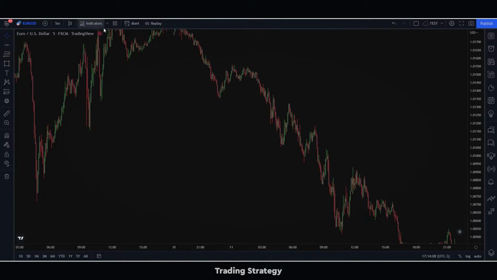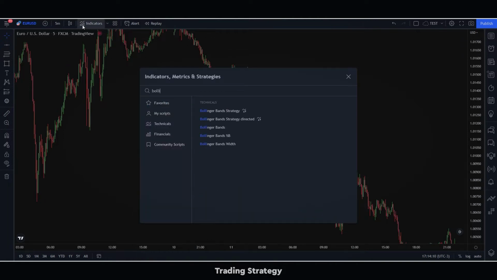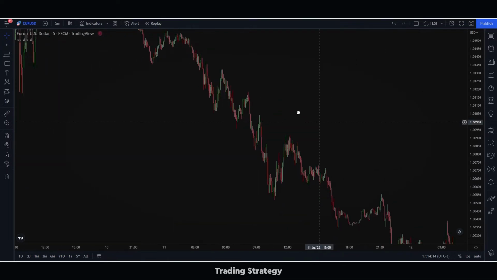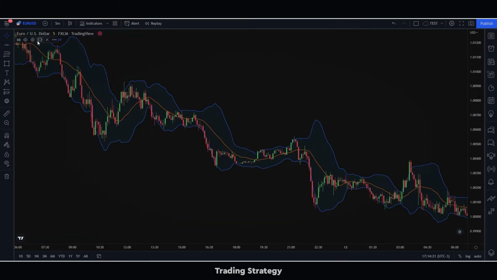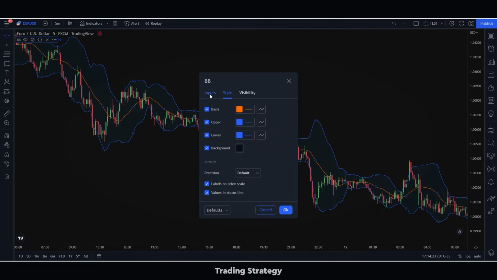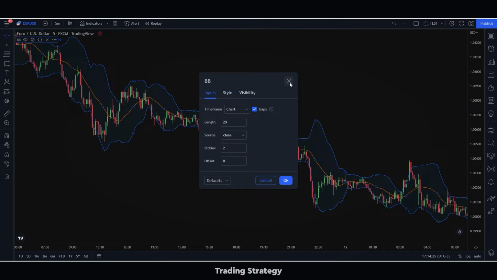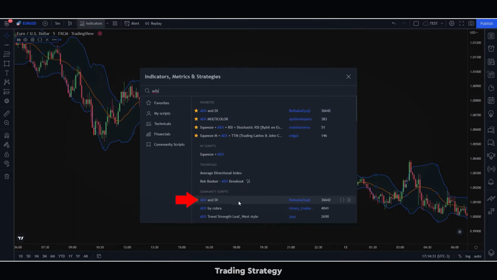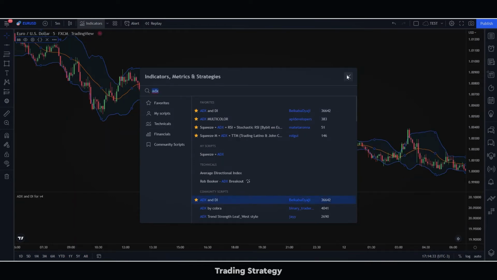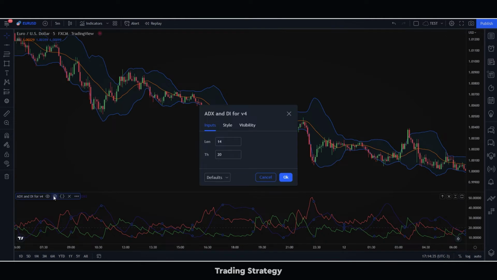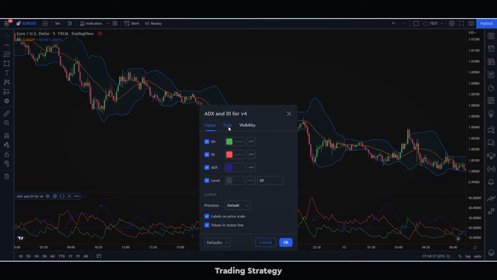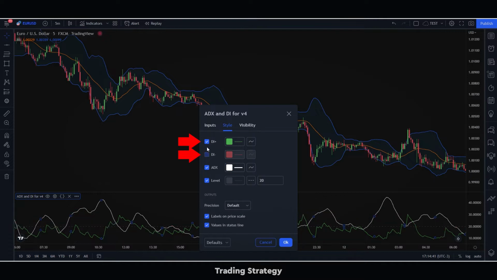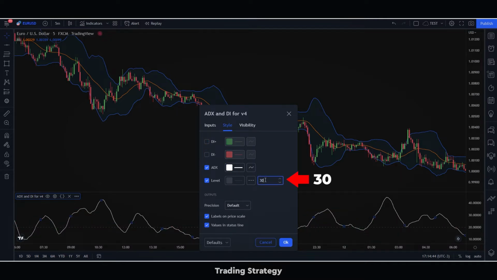The first thing we will have to do is select the Bollinger Bands. We will leave these bands with the parameters that come by default. Then we will select the ADX. We will also leave this indicator with the default parameters, but we will change the ADX line to white, and we will deactivate these two lines. We will also change the trend level to 30.